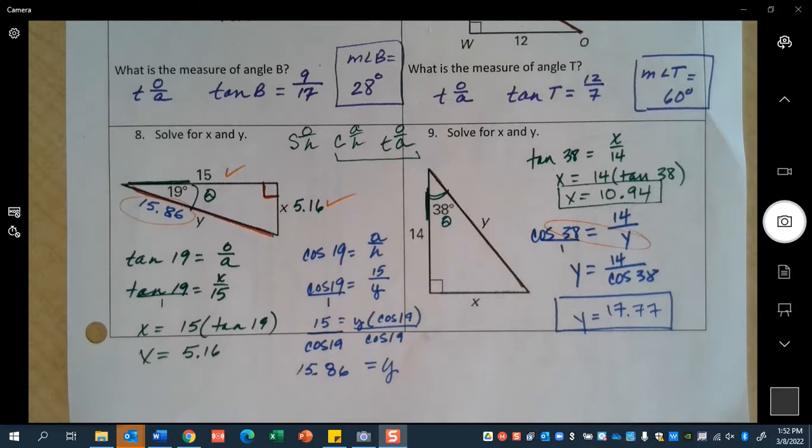All right, ready? Here it is. 38 is my theta. When I go to solve for x, that's going to be a tangent relationship. Opposite compared to theta. My opposite is my unknown. My adjacent is what I know. And I go ahead and use my cross products. X is equal to 14 times the tangent of 38. That's what I enter into the calculator.